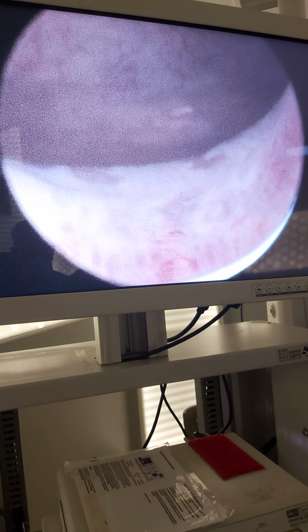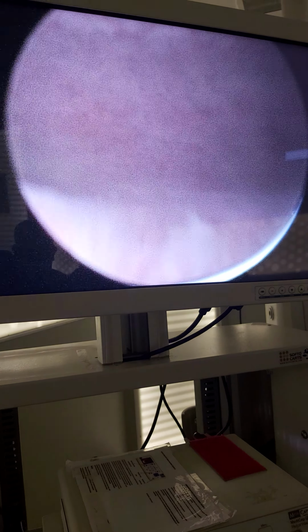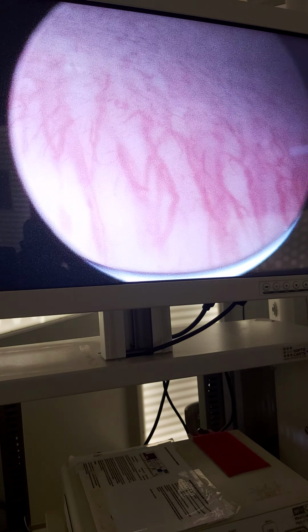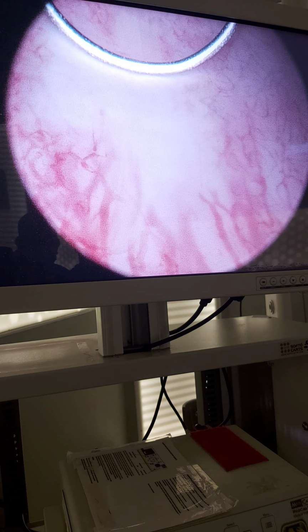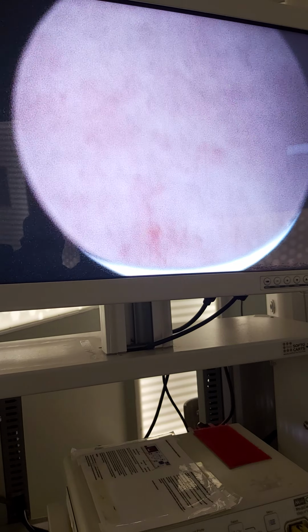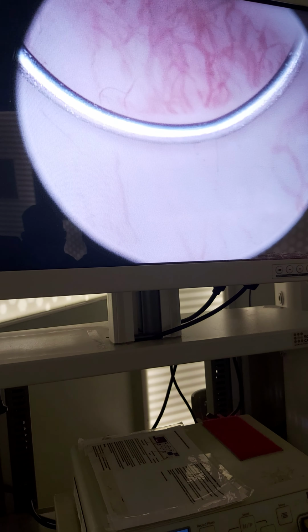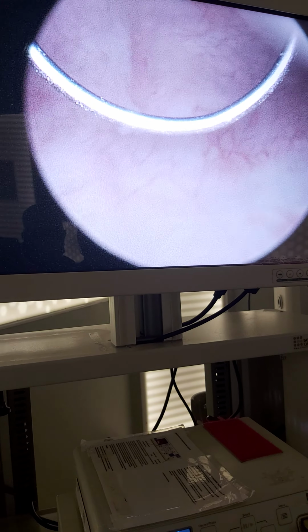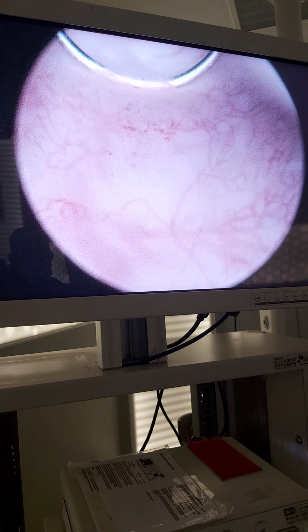This is the leukoplakia areas. And this is the ill part. Look at this part. The bladder epithelium is going off. When I scrape the tissue, it's very ill. There's membranes formed.